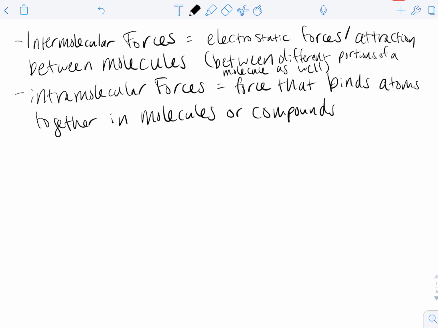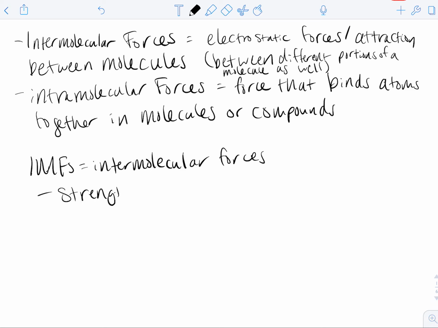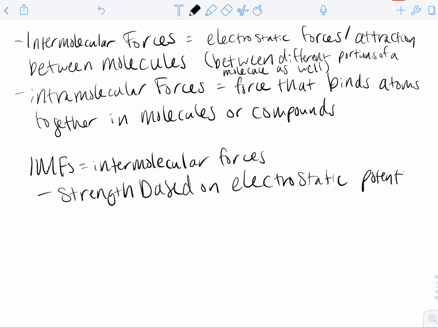So we base intermolecular forces on electrostatic potential energy. So I'm going to use IMFs as intermolecular forces, just to make things easier and quicker. Okay, so the strength of those intermolecular forces is based on electrostatic potential energy. So what we talked about in the last video.